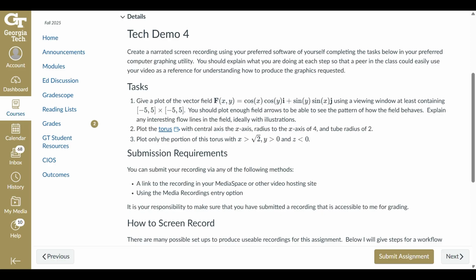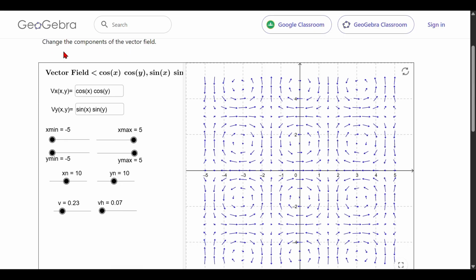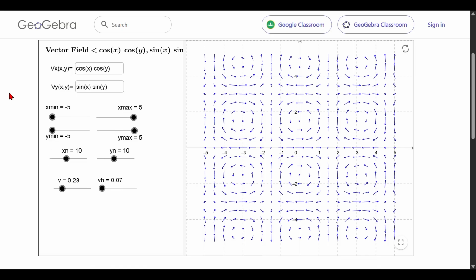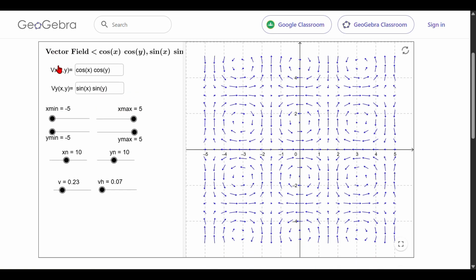For the first one, for the vector field, I used GeoGebra, which has a pre-made applet or function that I found that can plot vector fields very efficiently. This one, this is the author, and it allows you to input the x part of the gradient in this first part here, and then the y part of the gradient in this part here. As you can see, it's cos x and cos y in the x part, and sine x and sine y in the y part. You just fill that in here, and then here you can specify the bounds. In this one, it requires -5 to 5 in both directions.